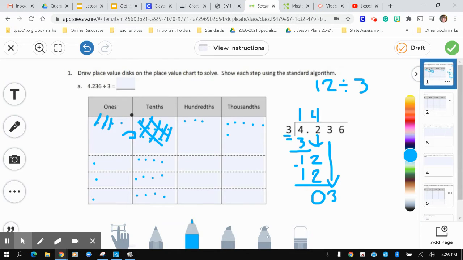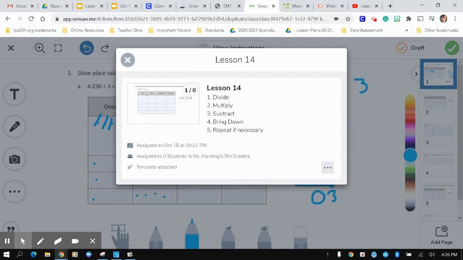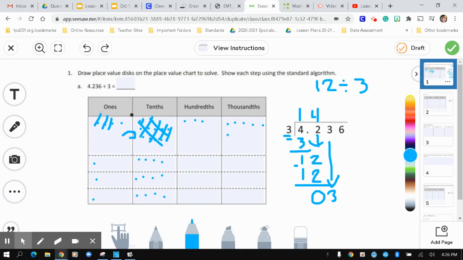So now I'm in the hundredths place. I still have 3 hundredths over here. In my traditional method, I have 3 hundredths as well. So 3 hundredths, I'm going to divide those. In my steps, I'm at divide. So I'm going to take 3 hundredths divided by 3 now. So 1, 2, 3. That was pretty easy. 3 hundredths divided into 3 equal groups, there's 1.